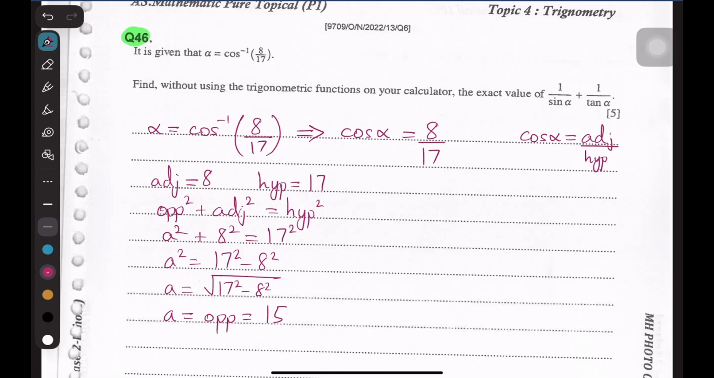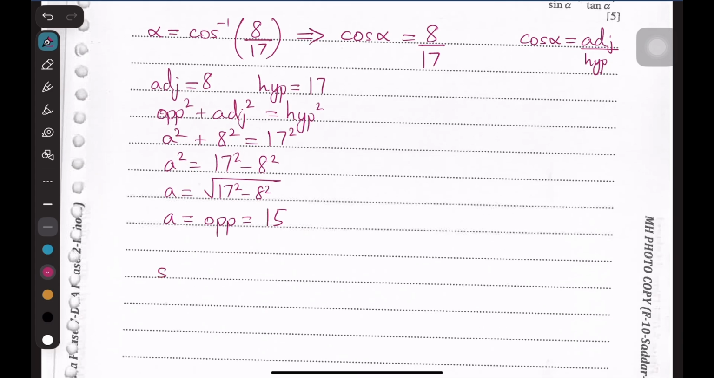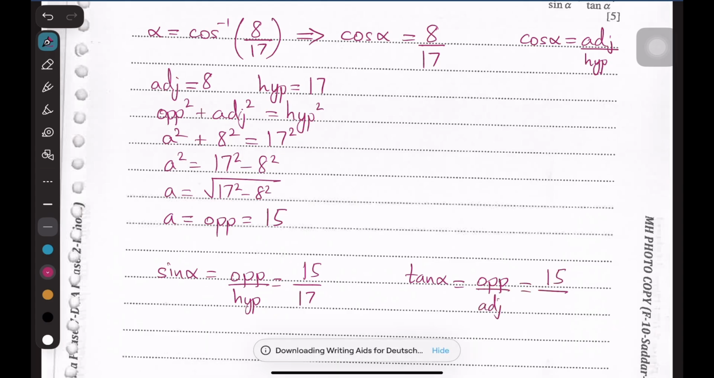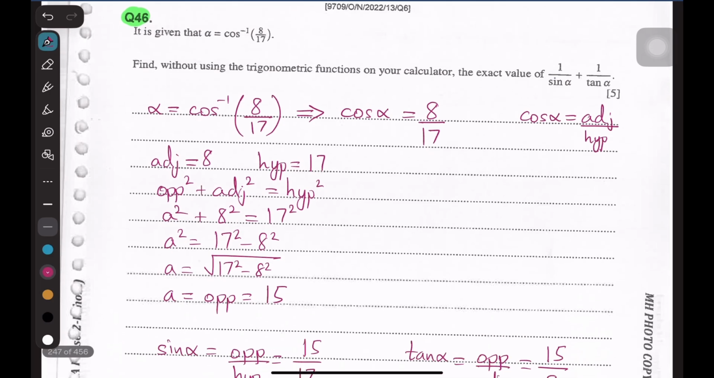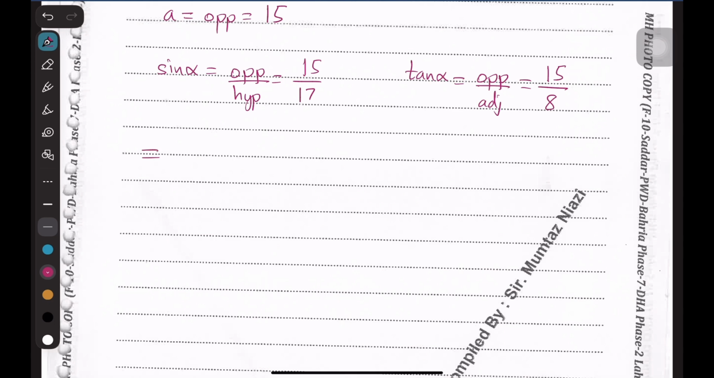Okay, now we have cos alpha already. Let's see what sine alpha will be. So sine alpha is going to be opposite upon hypotenuse, so this will be 15 upon 17, and tan alpha will be opposite upon adjacent, so this will be 15 upon 8. Now what we need to find the value of is 1 upon sine alpha plus 1 upon tan alpha.